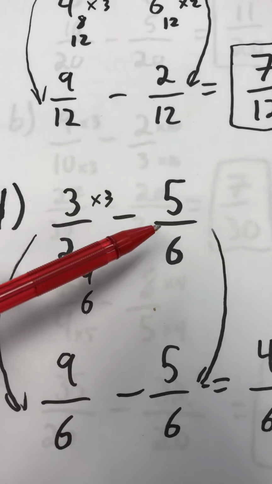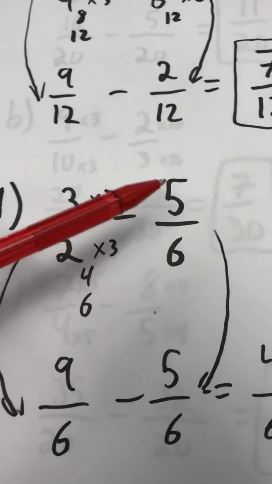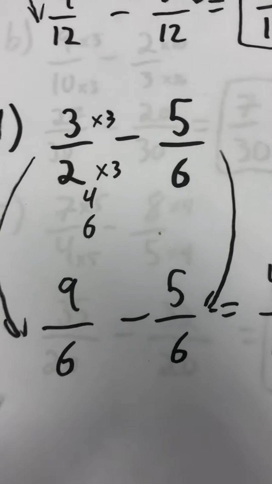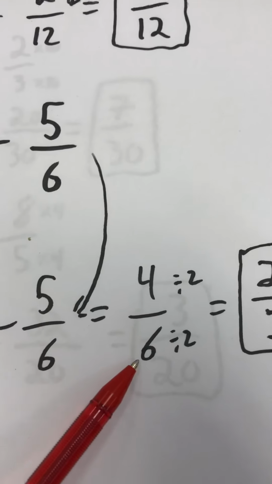Over here, did we have to do anything? No, did not have to do anything to this fraction, 5 out of 6, so it remains the same. We have our common denominator. 9 subtract 5 is 4. Denominator slides over as 6.